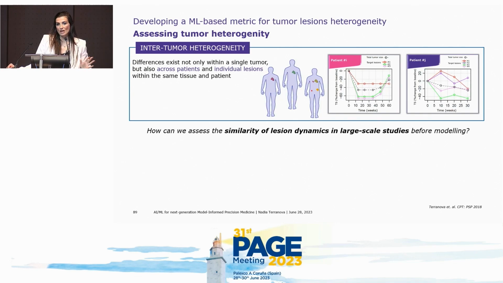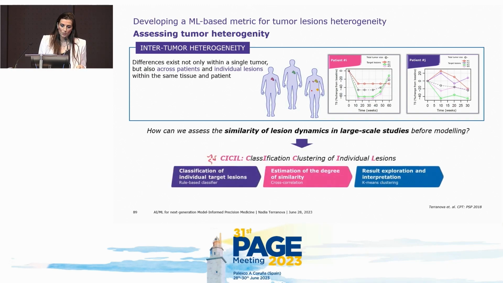And there are cases like our patient I here, where the total tumor size in black dashed line actually describes well the dynamics of the lesions, because they behave in a similar way. But there might be other cases like patient J, where the total tumor size is really an average and it's not representative of what's happening at the lesion level. So when we have large studies with many patients, the question is how important it is to consider the dynamics of each individual lesion. What is the information loss?